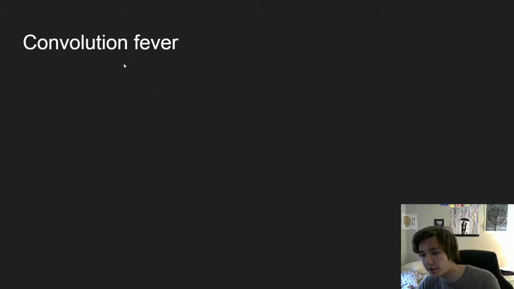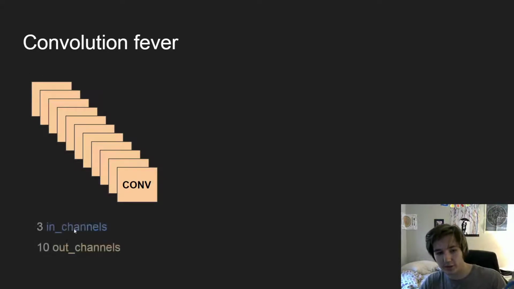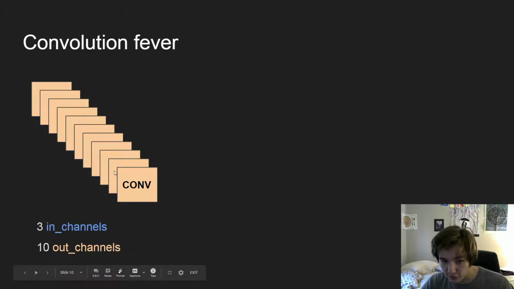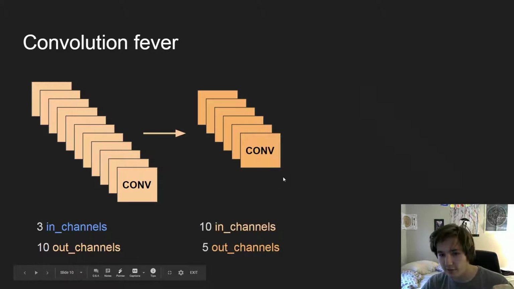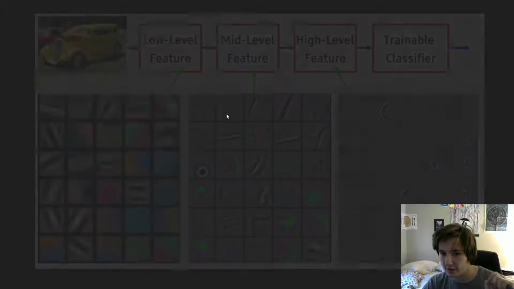So we're going to talk about what we talked about last class, which is the channels. We have our convolutional layers. Let's say that this one is taking color images, so it has 3 input channels and it has 10 filters, which means it has 10 output channels. Then we go from 10 to 5, then 5 to 11, and that's our output channels for the actual 3-layer convolutional neural network.